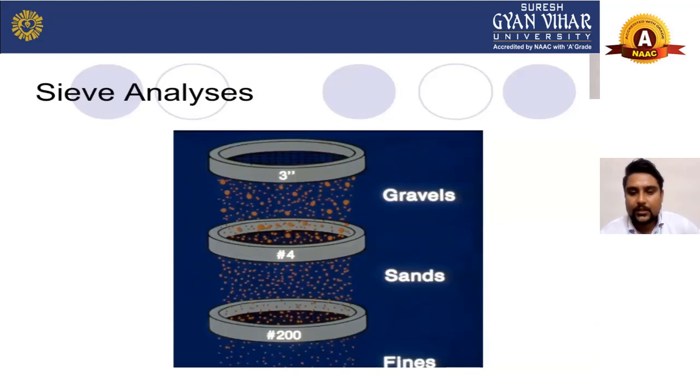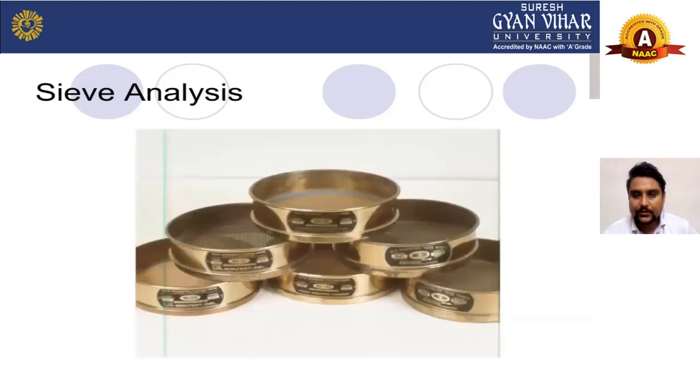Now we will see the size analysis of soil. As you can see, this is your second method to determine the size of soil, by the analysis of sieve. And here you can see this is 2 mm sieve, which is for gravel, and number 4 sieve, which is used for the sand, and this is 200 sieve, which is used for the fines.